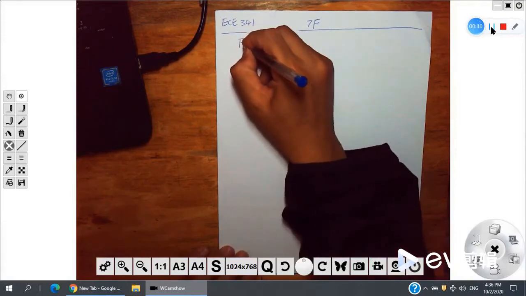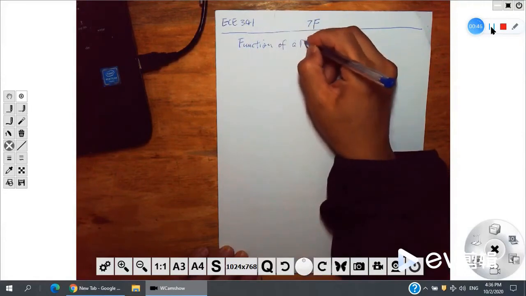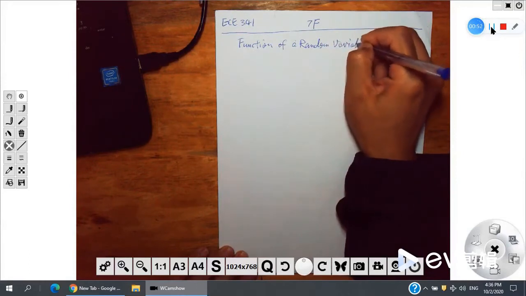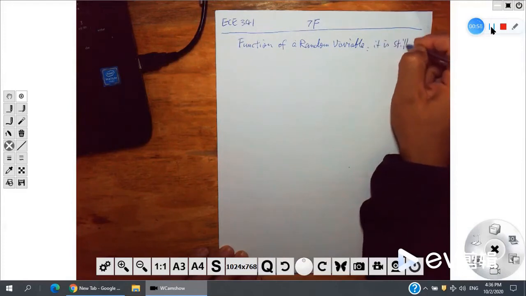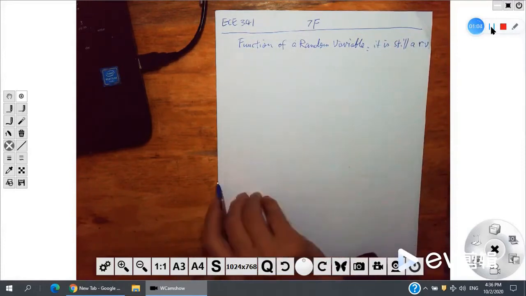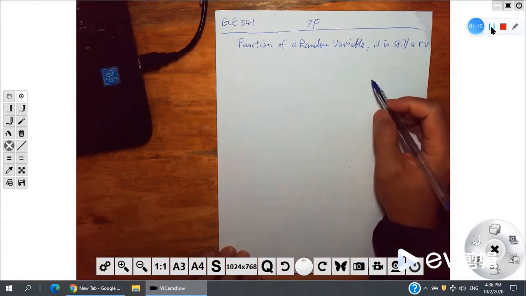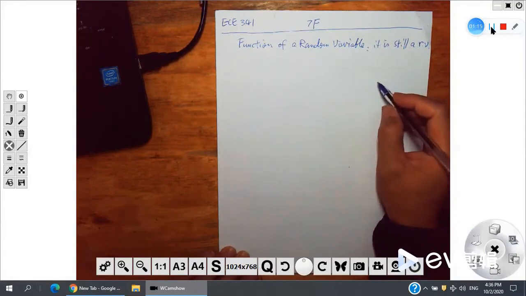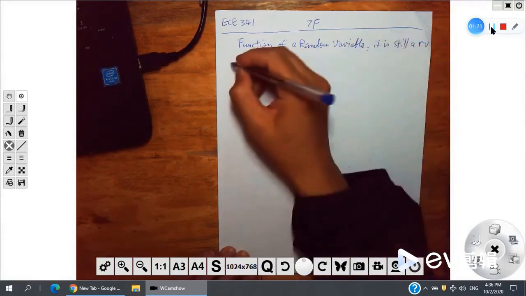A function of a random variable is still a random variable. And then we can also have those functions, the CDF, PDF, or PMF. And we can also have the mean, the variance, the standard deviation. We can have all of those. Let me use an example to explain it.